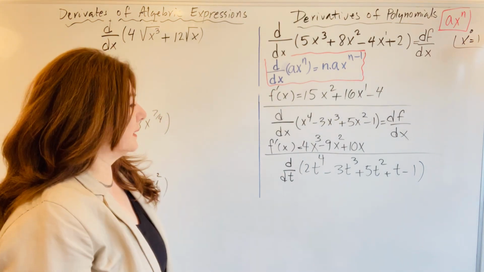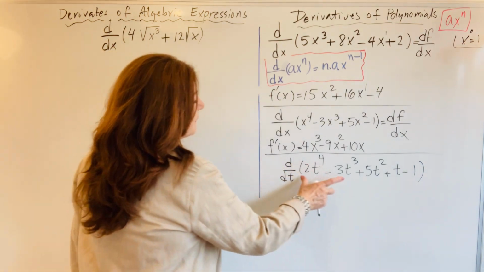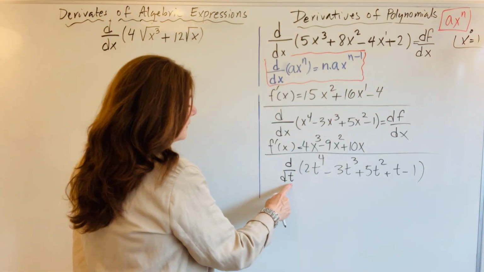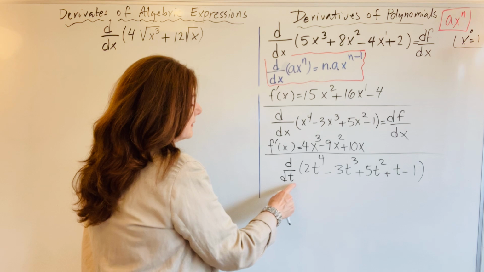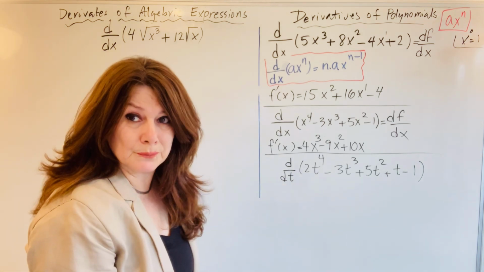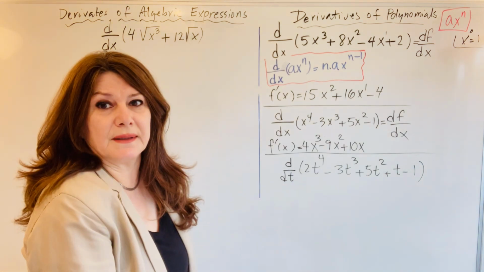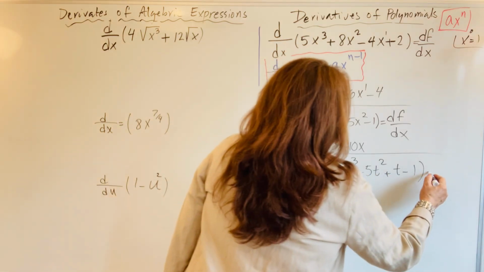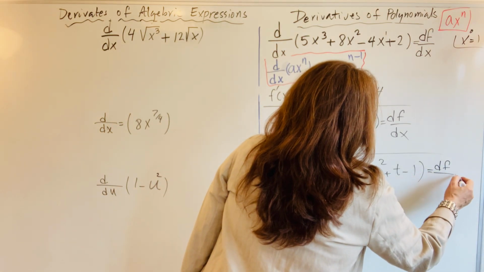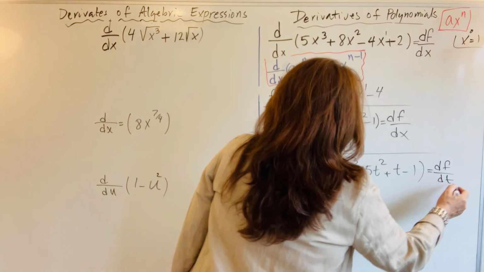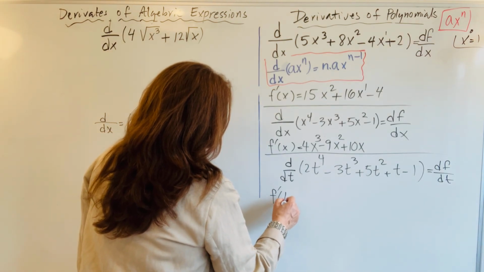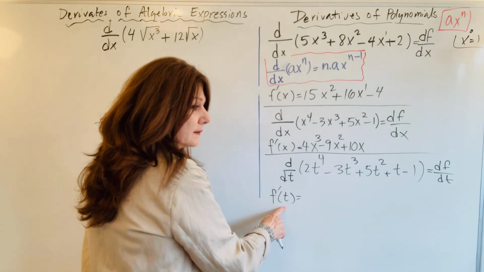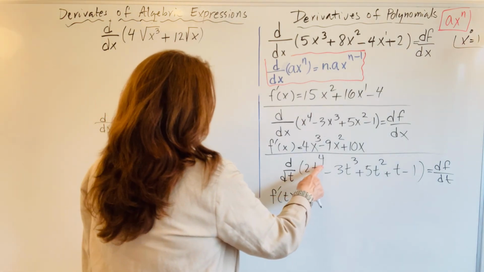Good, the last one. The last one is the derivative of this function with respect to t. t is here in the base. You see that? Instead of x, we have t. We can write d f over d t, or for example f prime of t, because t is the input. Yes? Okay, how much is it going to be?